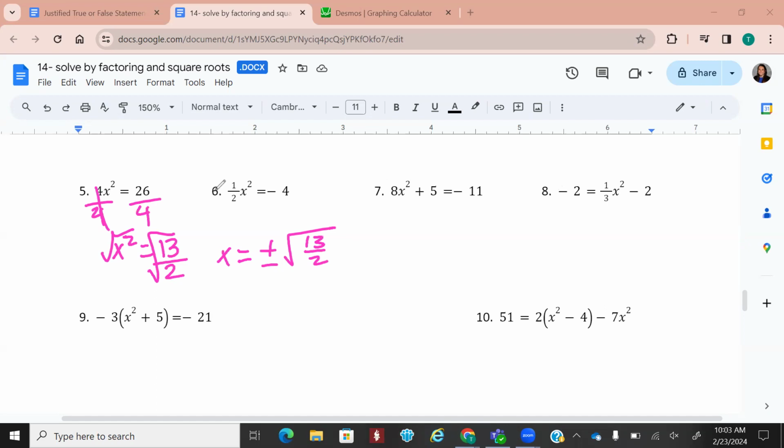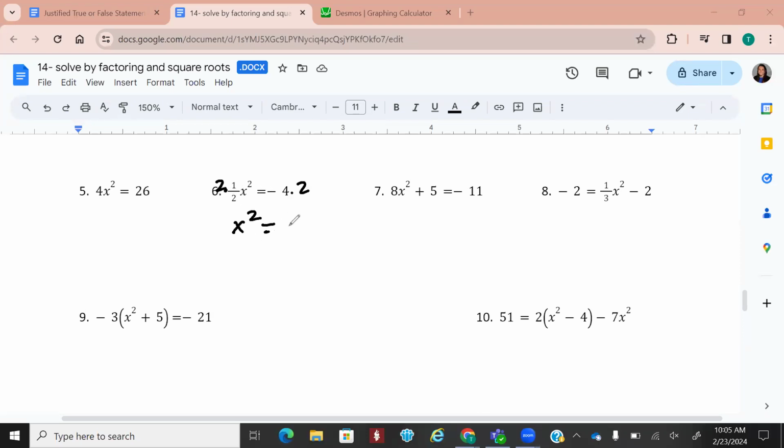Go ahead and try number 6. Remember, to get rid of a fraction, we're going to multiply by the reciprocal. So on number 6, we're going to multiply by 2, and that's going to give me x squared equals negative 8. When we take the square root of both sides, we can't take the square root of a negative number. So it's going to be no real solution.